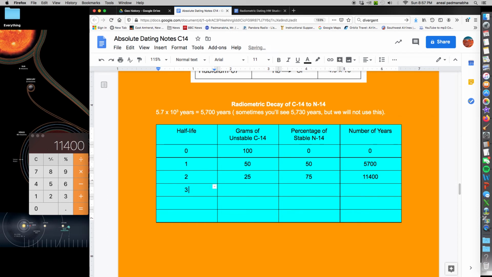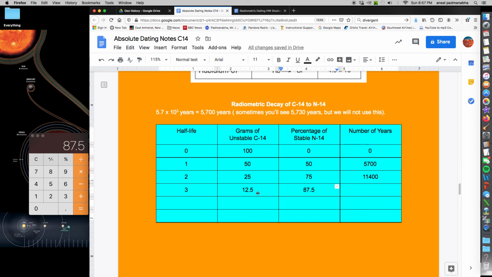If it goes through another half-life, so we take half of 25, so 25 divided by 2. And remember, you have a calculator on your computer if you've left yours at school, or you can find one online, just go to Google. So 12.5 grams is what we have of the original. Whatever switched over went to nitrogen. So we do 100, subtract 12.5, and now we have 87.5 grams of nitrogen-14.